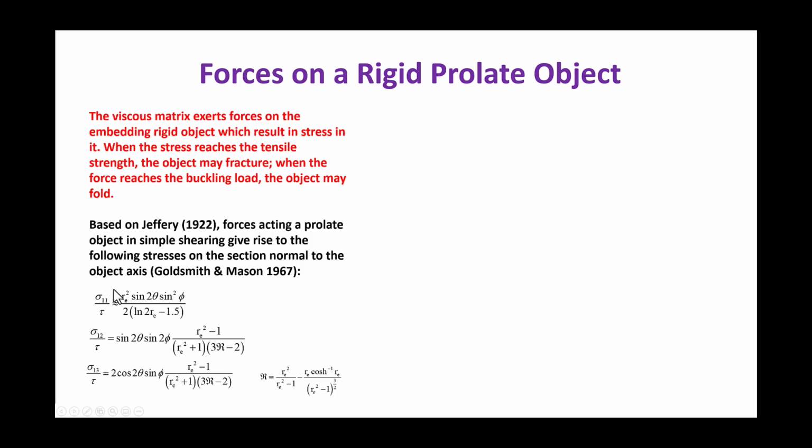So the normal stress is this one, and the shear stresses are these expressions. R_e refers to the aspect ratio. Theta is the trend of the long axis with respect to the shear zone boundary. And phi is the angle of the long axis with respect to the vorticity. Phi equal to 90 degrees means the object's long axis is on the vorticity normal section.